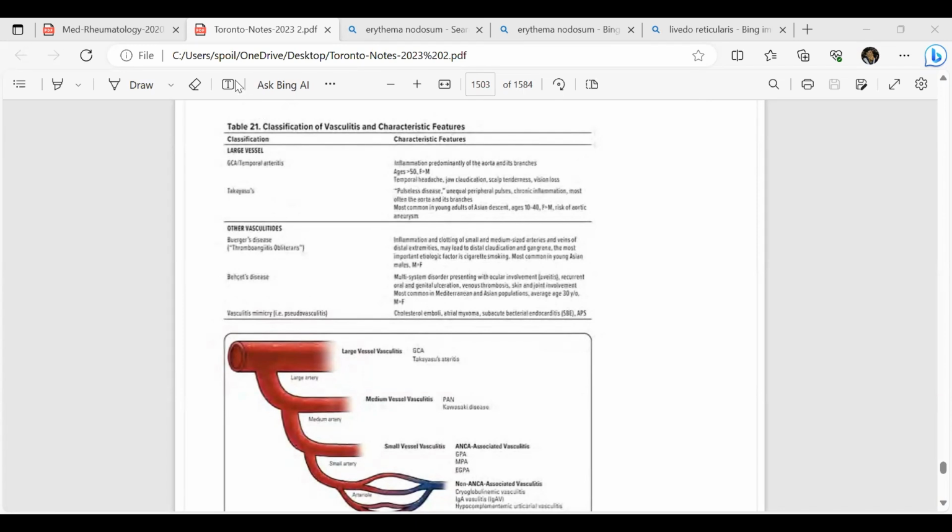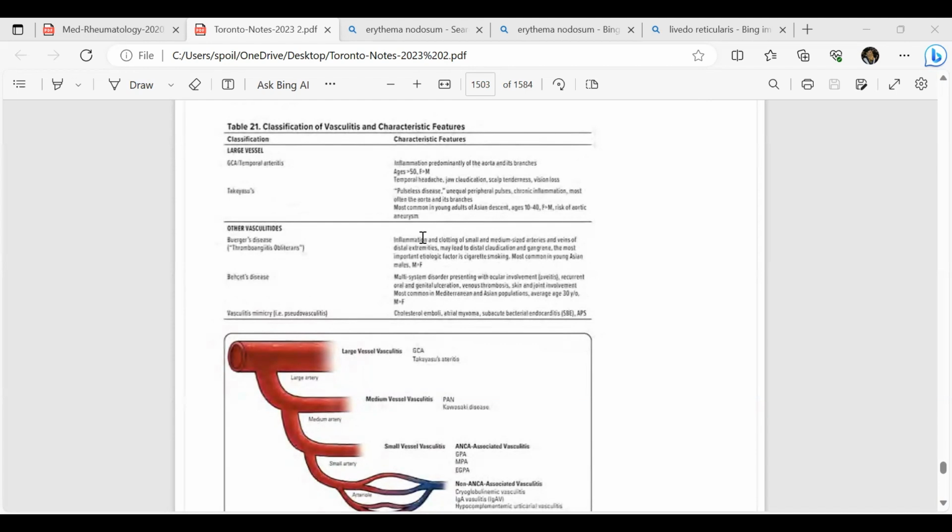Okay, the other is Takayasu arteritis, the pulseless disease, with unequal peripheral pulses and chronic inflammation, most often of the aorta and its branches. In temporal arteritis also, the aorta and its branches are involved, the age is 50, and it's more common in females. And Takayasu is a pulseless disease with unequal peripheral pulses.